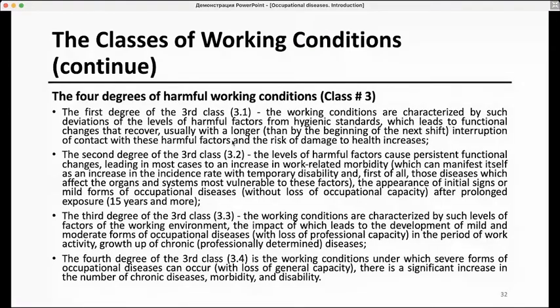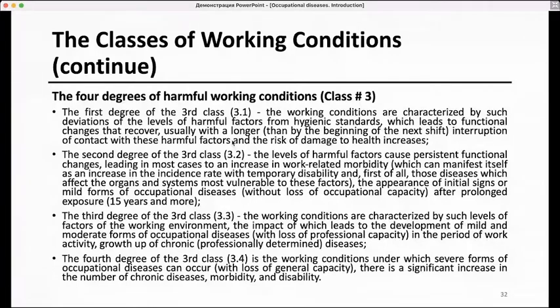The second degree of the third class. The levels of harmful factors cause persistent functional changes, leading in most cases to an increase in work-related morbidity and the appearance of initial signs or mild forms of occupational diseases after prolonged exposure. It takes 15 years and more.